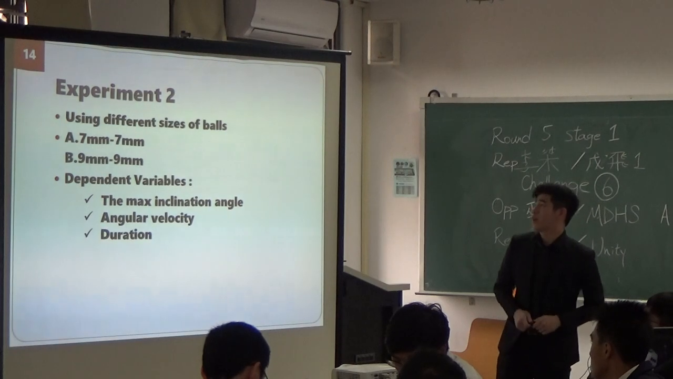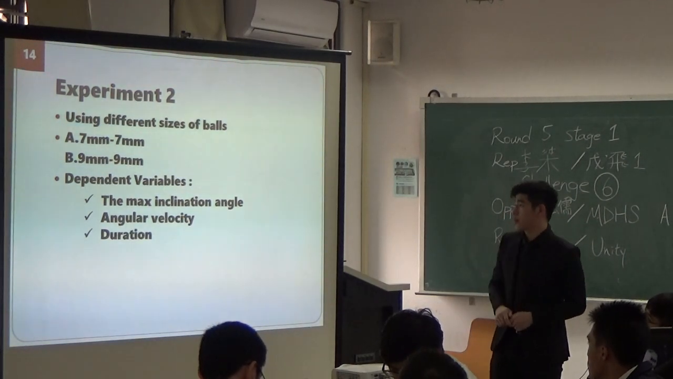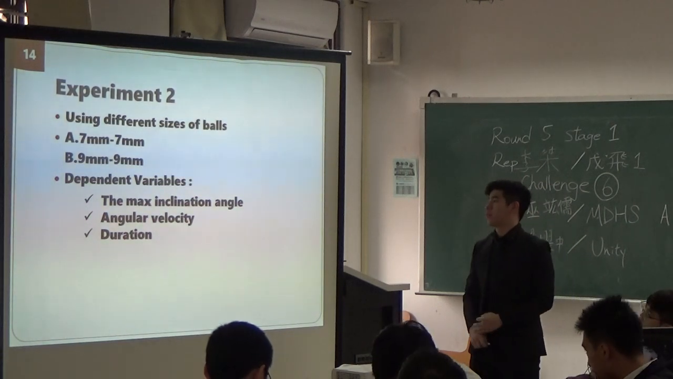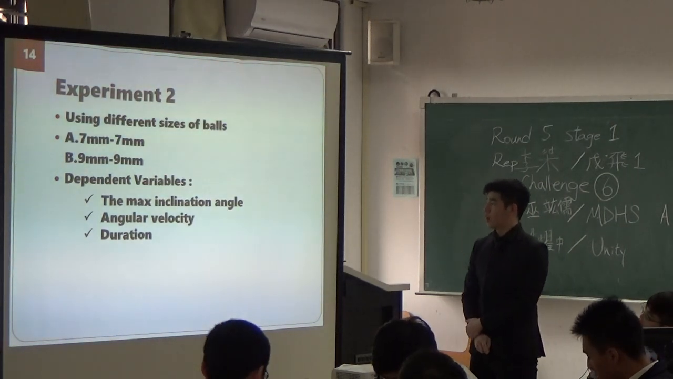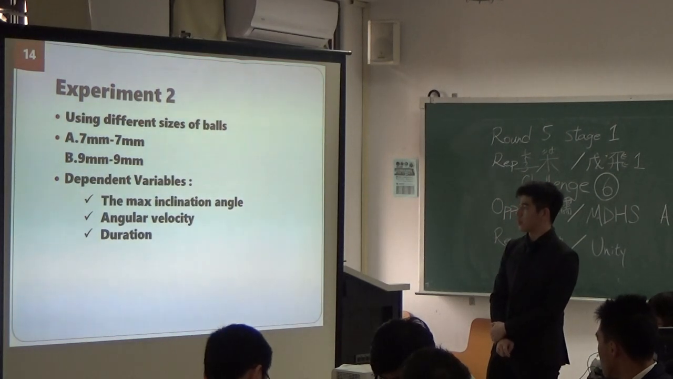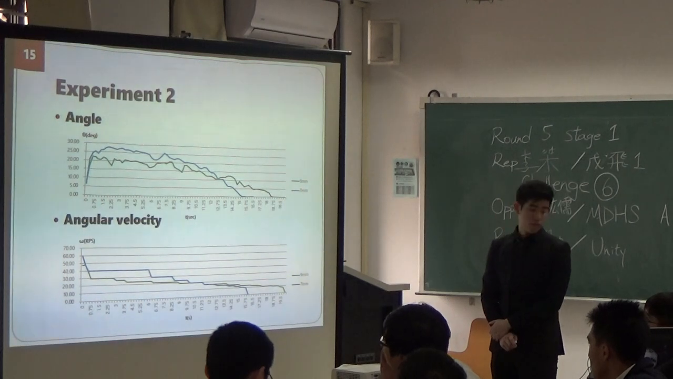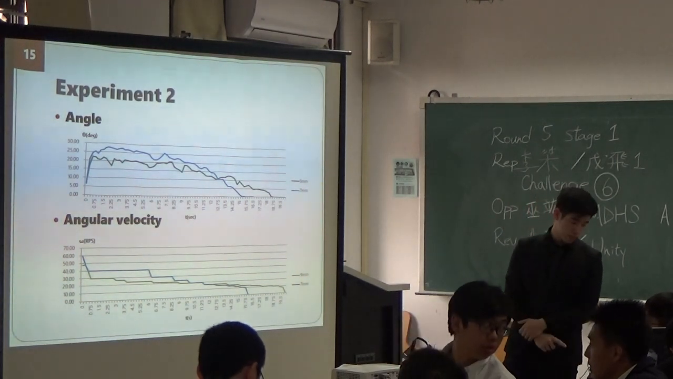So experiment two, I use different sizes of balls. Ball A is 7 millimeters and ball B is 9 millimeters. My dependent variables will be the max inclination angle, the angular velocity, and the duration. So this is my results.